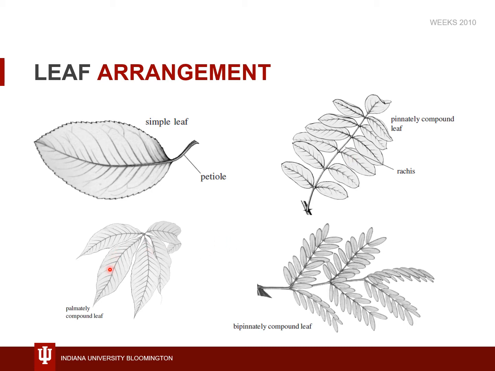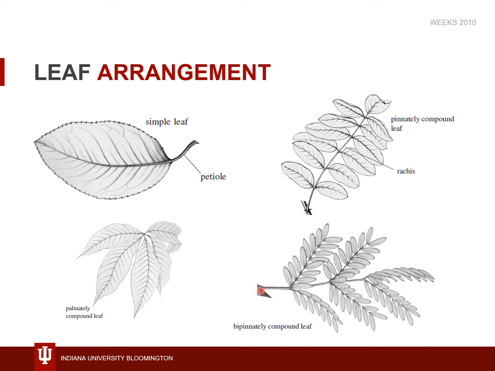You can also have palmately compound where you just have a petiole. There's no rachis here, and you can't really see the petiole, but let's assume there's one there and it's attaching. There's no rachis. There's no thing that all of these are branching off of. They're all coming off of one single point here, sort of like the shape of your palm, and that would be palmately compound.